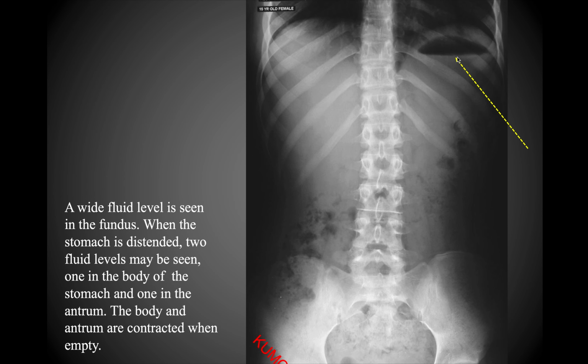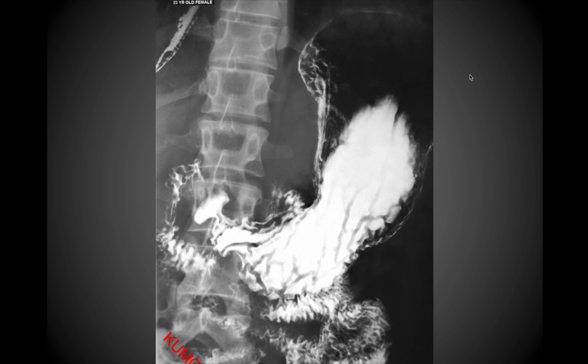And again, the yellow line here is just pointing out the fluid gas interface, or fluid line, as we call it, where you can clearly see the fundus of the stomach. Here's an upper GI barium swallow study where the patient has swallowed barium, a contrast agent, so you have a much better visualization of the stomach in this case. So again, you can clearly see the fundus.